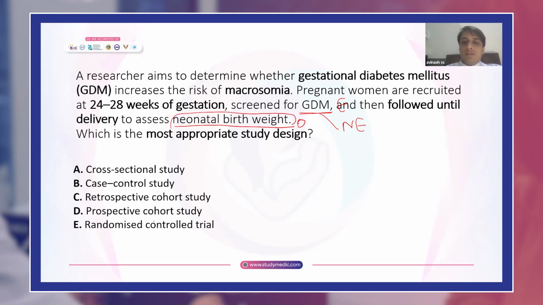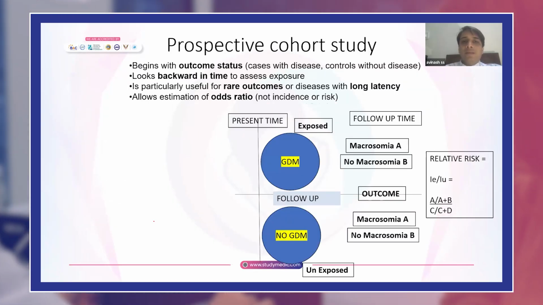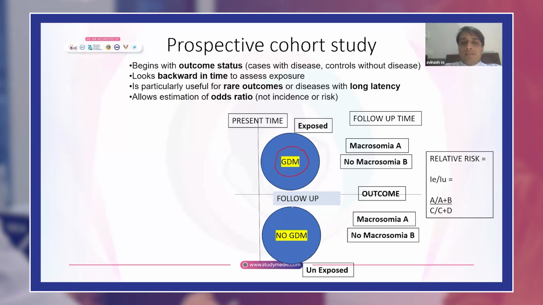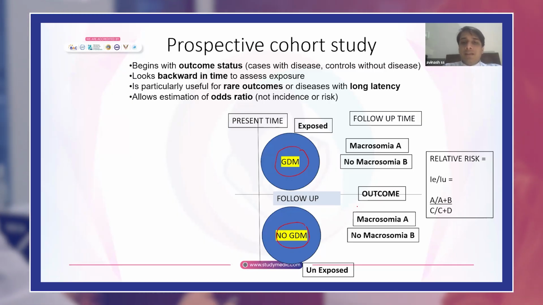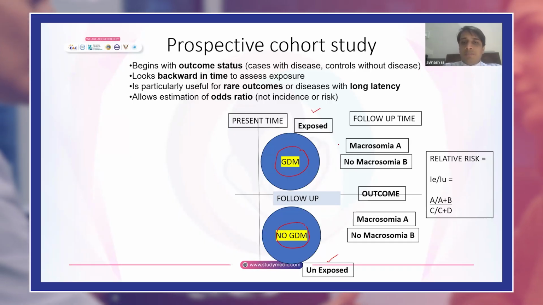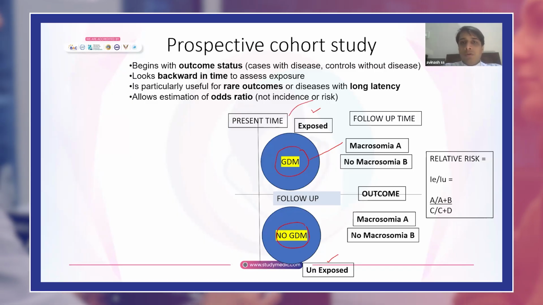What is the appropriate study design? You can see here, it is the prospective cohort study design. At the present time, those with GDM, that means the ones who are exposed, are selected. Then, similar to this, those who are not having GDM are also selected. They are similar in all other aspects, but they don't have GDM, and they become the unexposed group. In both, we follow them up in time into the future, not from backwards to present time. It is from the present time to the future time.